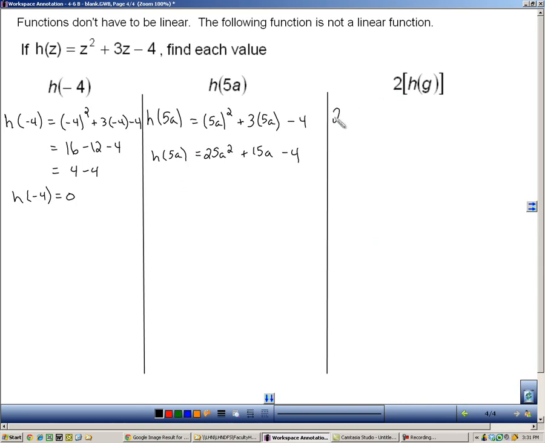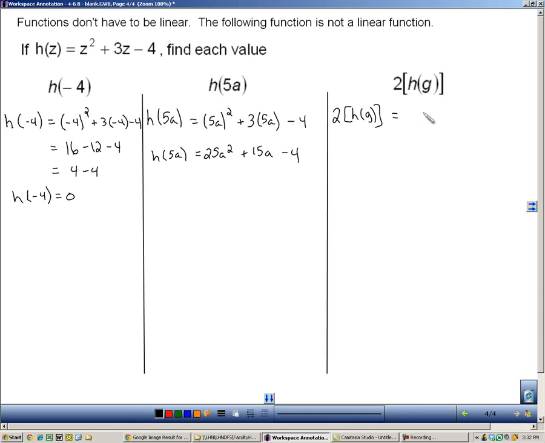Here, 2 times h of g. So what does that mean? That means take the g and plug it in for the z in the h function. Let me say that again. Take the letter g and substitute it in place of the domain, in for my z.